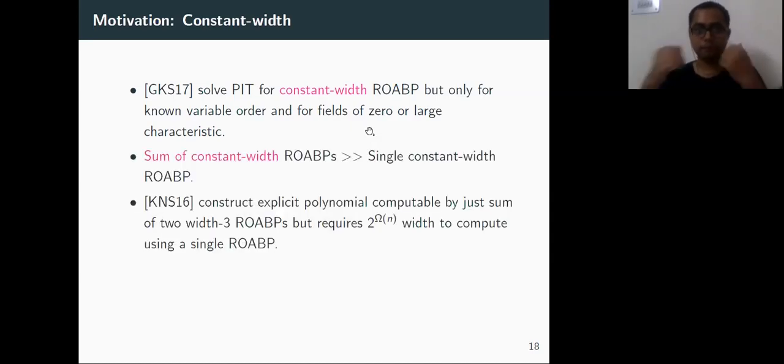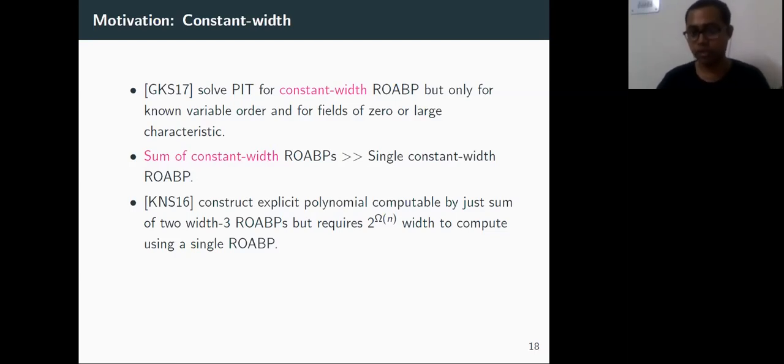So now we can say we have a restricted constant width also, variables also. Now we talk about the sum of constant width ROAPs. And in fact, it is much stronger, much more expressive than a single constant width ROAP. For example, KNS in 2016 constructed an explicit polynomial, which is computed by just a sum of two width 3 ROAPs, constant width 3, and there are only two summands.